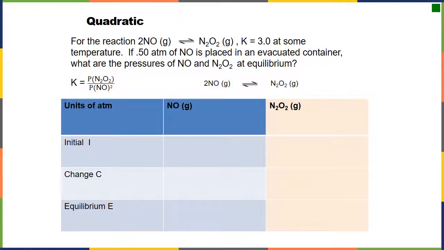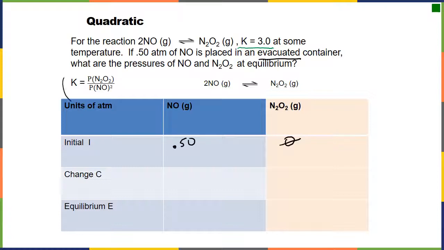All right, so here we are, and we're stuck. Our K is not very small. Our K is equal to 3, so we can't make any approximations. We have a simple value of 0.5 of NO placed in an empty flask, and it's going to dissociate, and evacuated is the same as empty, and excuse me, it's going to react and make an N2O2.